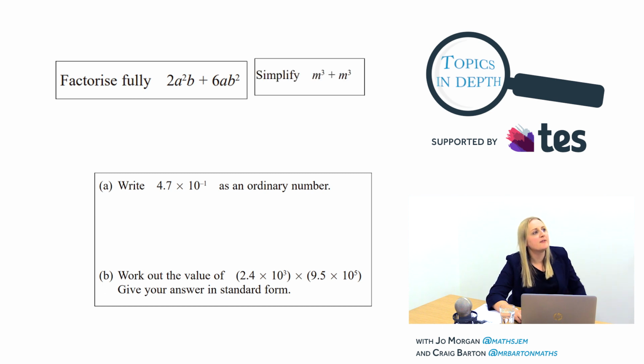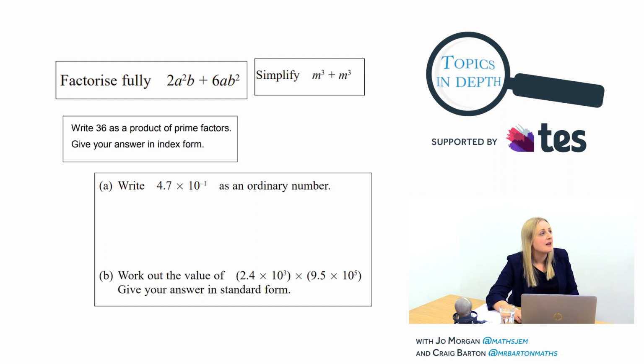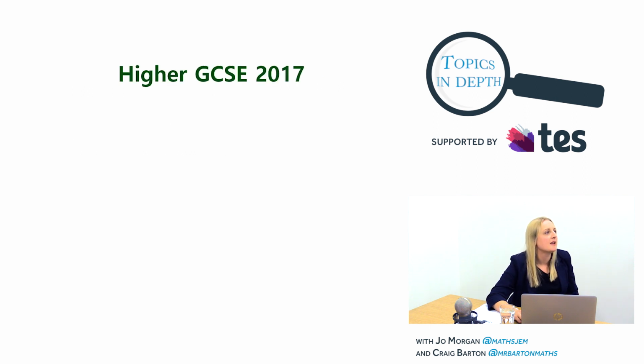Simplify m cubed plus m cubed. Now, they're all going to go wrong with that. Of course they are, because they're going to think that's an index laws question, and it's not. It's a simplifying algebra question. But again, we've got index notation all over the place. Write 36 as a product of prime factors and give your answer in index form. So again, they need to know what index form is.